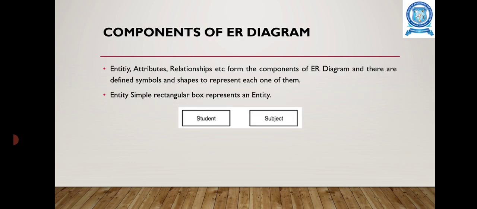Components of ER diagram. The components involved in the ER diagram are represented here. Entity, attributes, relationships, etc. form the components of the ER diagram, and there are defined symbols or shapes to represent each one of them. Entity means a simple rectangle represents an entity. For example, in this example, student and subject are the entities. This can be represented by using the rectangular box.